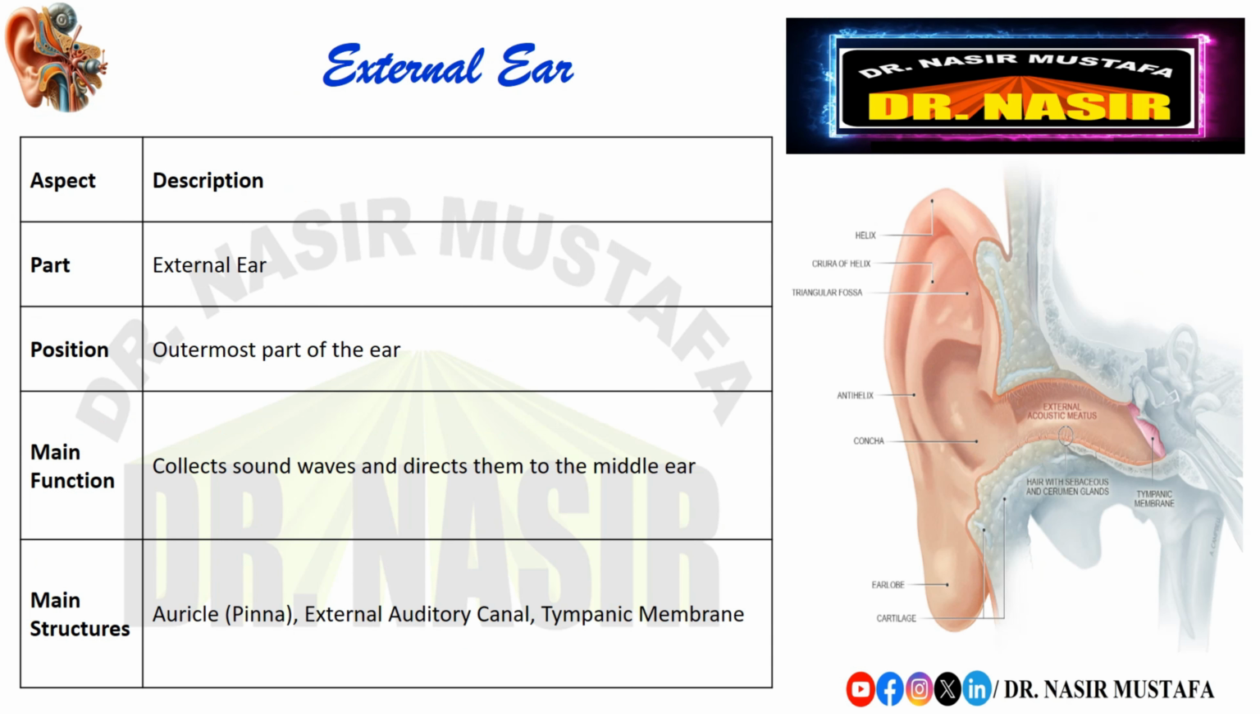External ear. Let us begin with the external ear. The external ear is the outermost part of the ear and is mainly responsible for collecting sound waves and directing them towards the middle ear. The external ear consists of three main structures: the auricle or pinna, the external auditory canal, and the tympanic membrane.